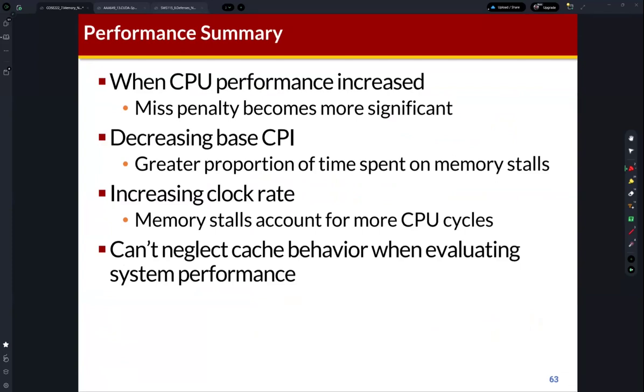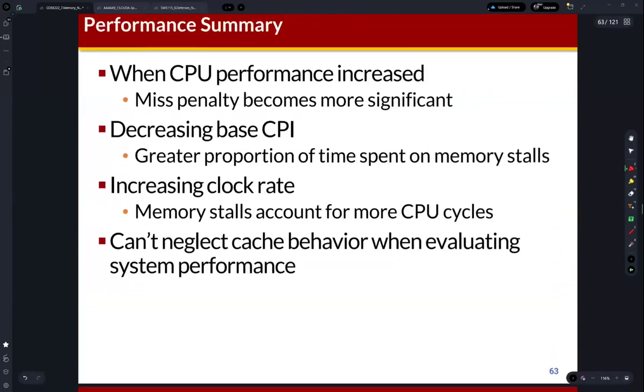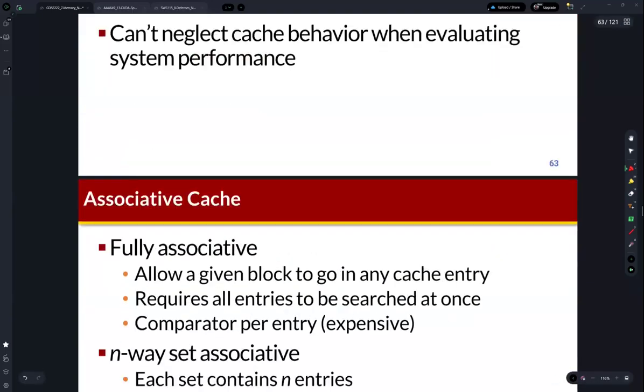So we learned how cache misses influence the performance of the CPU or the computer system. Which means the performance of a memory system is very critical to the performance of the computer system, right? Then how can we increase the performance?